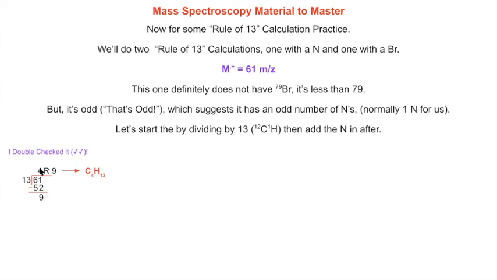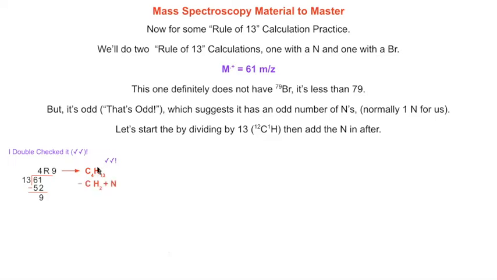So what I do is I double check it by taking 13 times 4, let me do it on a piece of paper. 13 times 4 is 52, and then I add the extra 9. Yep, that's 61. So I double checked it. This is correct. And what kind of formula does this mean? This means I have 4 carbons plus 4 hydrogens and then another 9 hydrogens, so C4H13. And I'm going to double check this formula because this first formula needs to add up to 61 as well. So 4 times 12 is 48 plus 13, 61. That does double check.